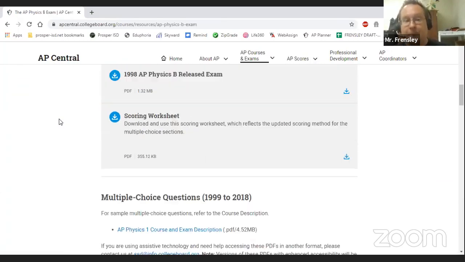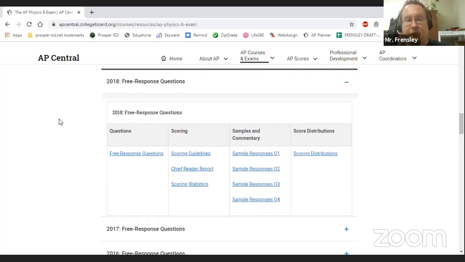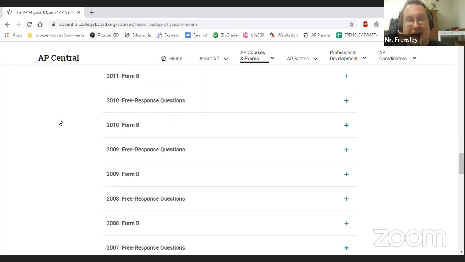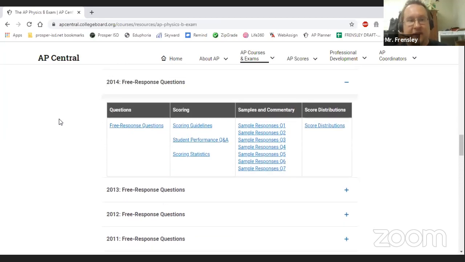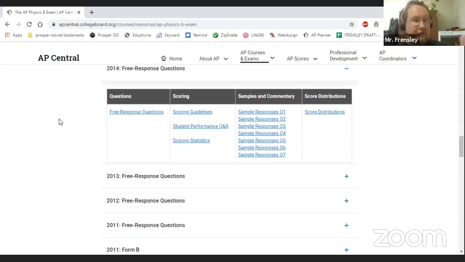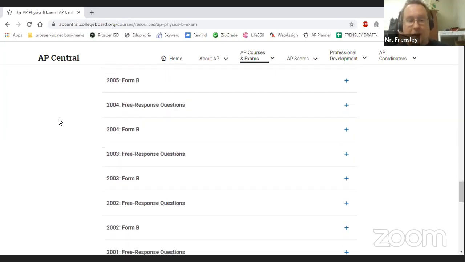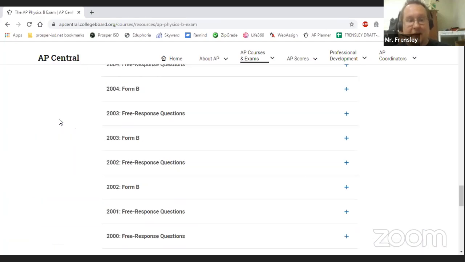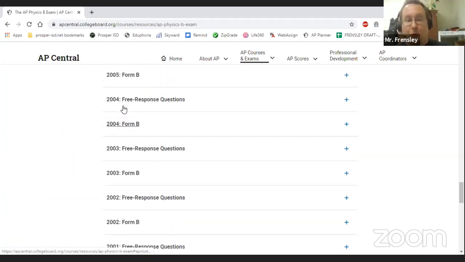But if you look down, you'll see that there's a bunch of free response questions from the past. So the last examination was in 2014. So there's 2014 all the way back to 2000 or to 1999. Please note that some of them are called Form B.